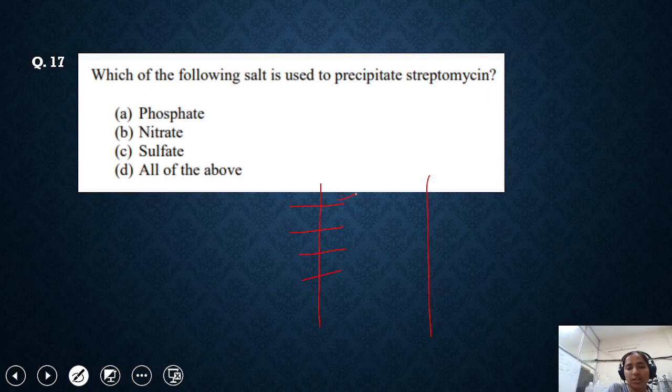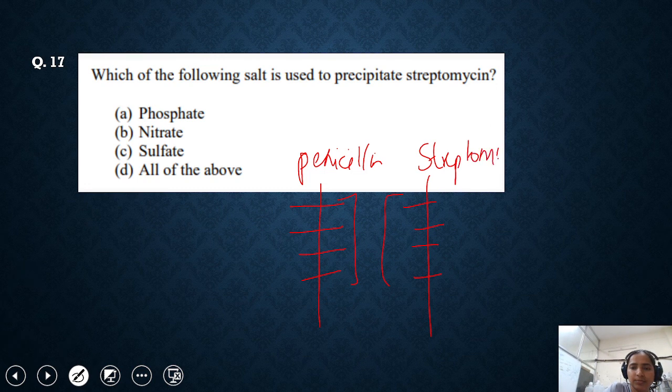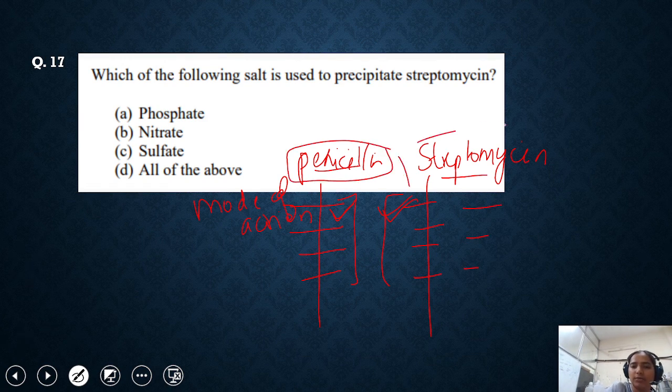So these major steps will remain the same. Suppose this is penicillin and this is streptomycin. If we write it like mode of action, you have to study the mode of action for both, but these are different. So you must study the few major things about all the products that you will study.